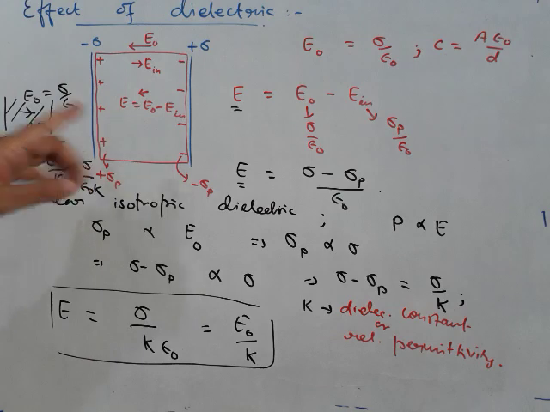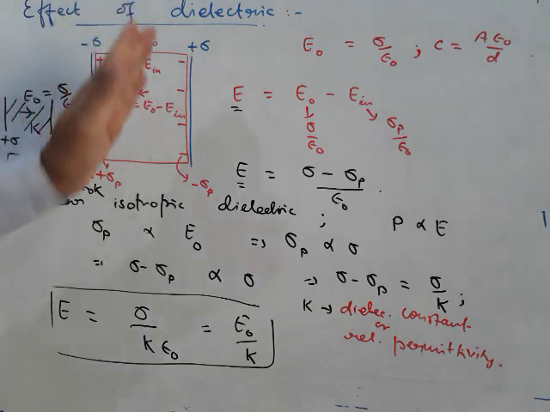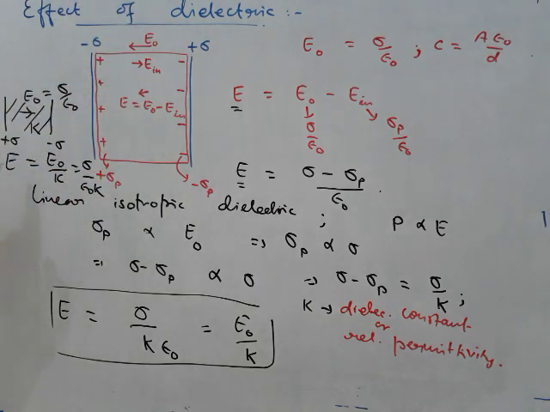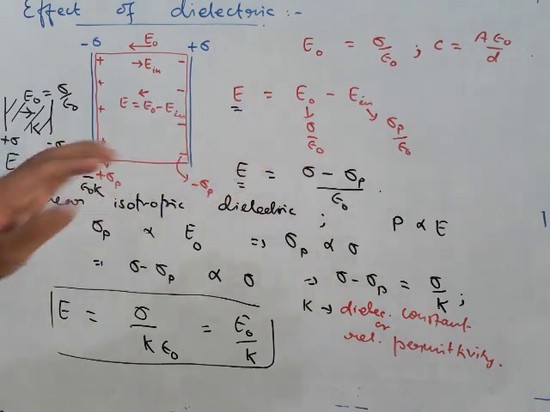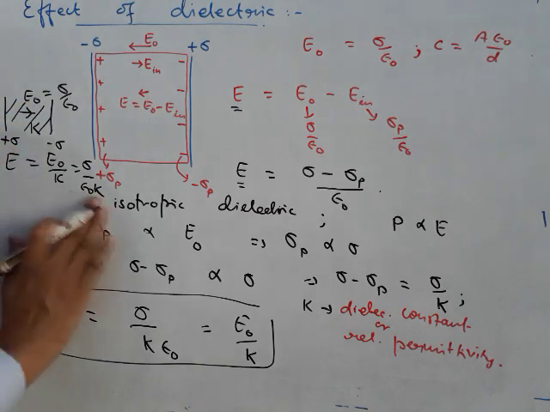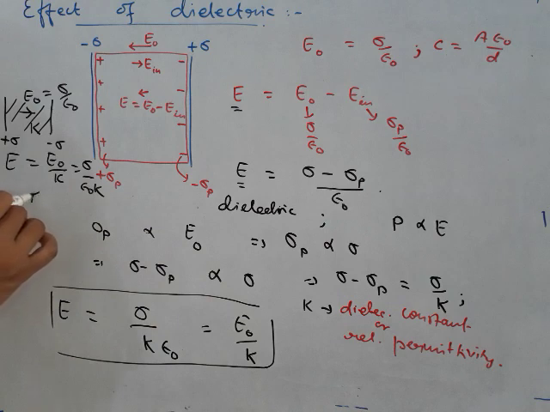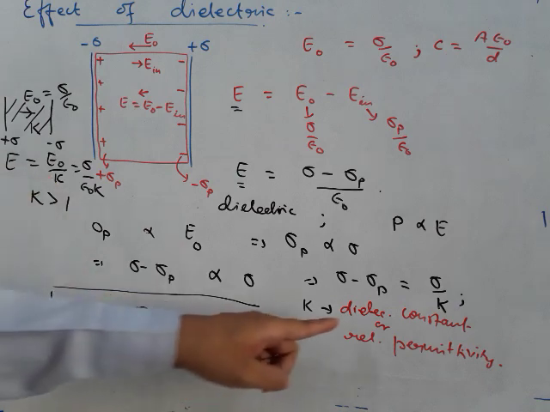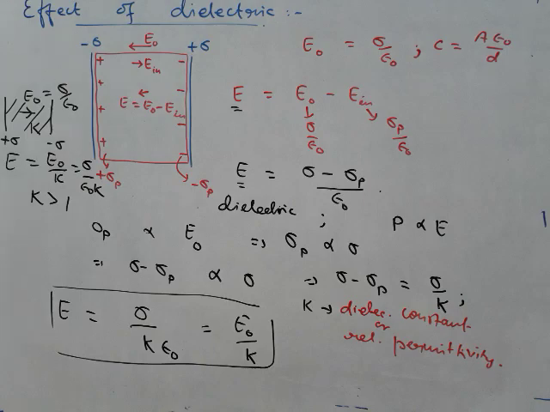In absence of dielectric, it is E naught, that is sigma by epsilon naught, and if you put a dielectric that completely fills the space between them, then inside the dielectric the net electric field will be E naught minus E in, and on solving we find it to be the original electric field divided by k. And needless to say, students, this value of k is always greater than 1. K greater than 1 means E should be less than E naught. So the electric field inside the dielectric gets reduced by a factor of k. What is k? K is the dielectric constant or relative permittivity.